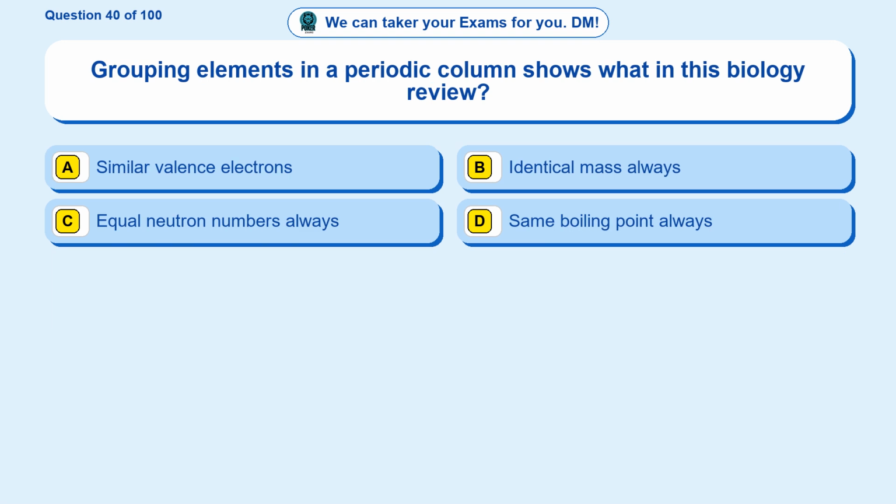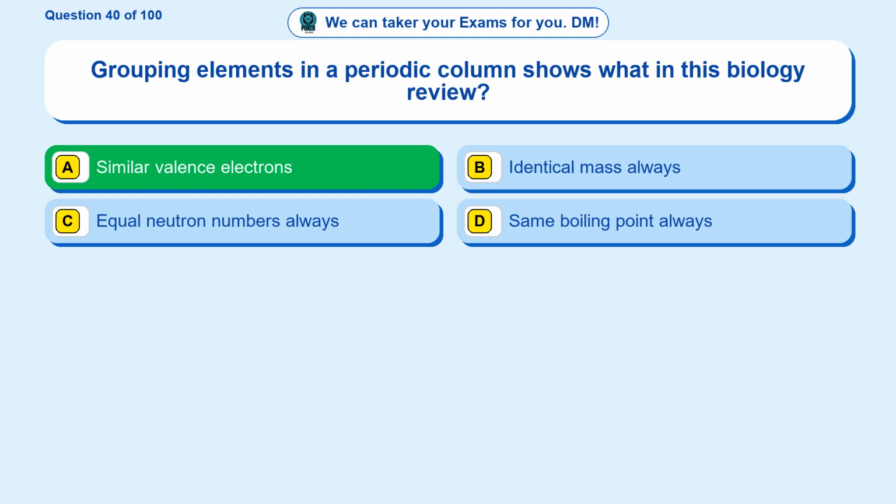Question 40. Grouping elements in a periodic column shows what in this biology review? Option A, similar valence electrons. Option B, identical mass always. Option C, equal neutron numbers always. Option D, same boiling point always. The correct answer is option A, similar valence electrons.